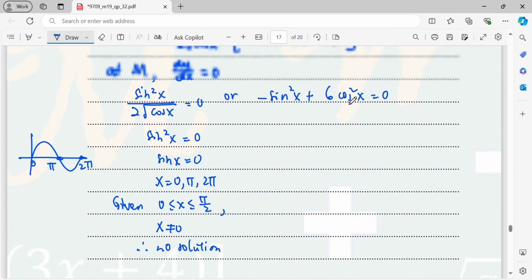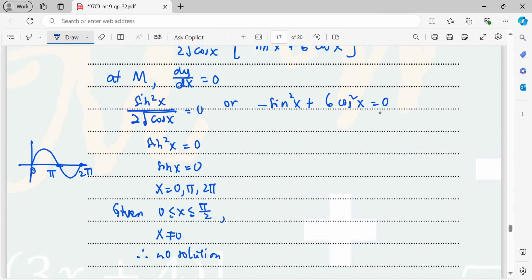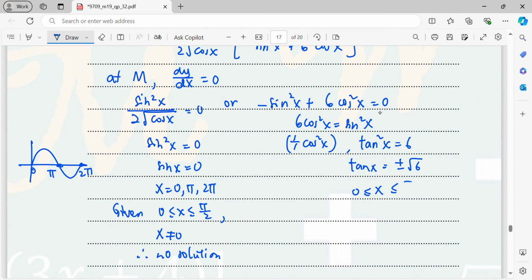Alright, so then I have to solve the second equation, which means now my 6 cos square x equals sine square x. So divide the whole equation by cos square x. Then you will get tangent square x, because sine square x over cos square x is tangent square x, that equals 6. So now tangent x will be plus minus square root 6. Okay, then because the x is given, it is in the first quadrant 0 to half pi. That means now your tangent x is going to be positive value.